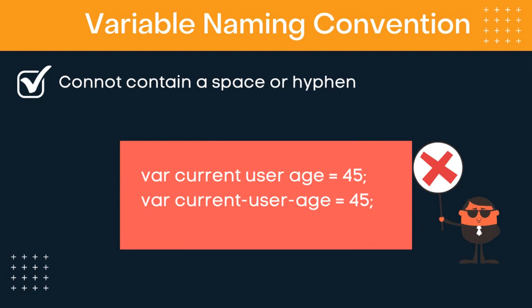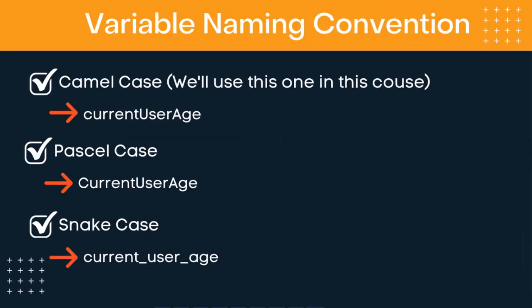For example, if you write var, that is our keyword, and then our variable name, and you want to use current user age, you cannot put any spaces in your variable name. Also, you cannot use any hyphen in your variable name. For example, I'm using current hyphen user hyphen age. This type of variable you cannot declare. Then how can you do this? For this, you can use camel case, Pascal case, and snake case.